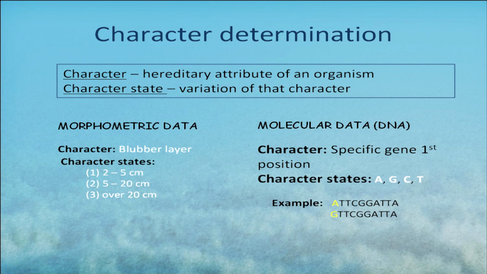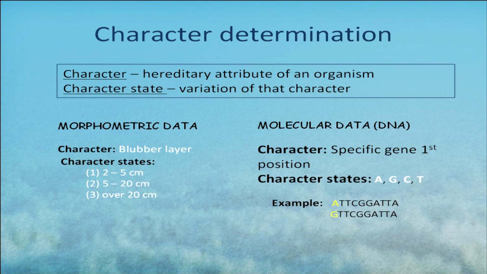All right, once you actually have your data sets, let's distinguish between a character and a character state. A character is going to be a hereditary attribute of an organism, and a character state is going to be a variation of that character. So let's use some examples to show how these terms actually differ. On the morphological side, assume that I'm looking at blubber layer, which is something we'd actually really look at for marine mammals. We would call the character the blubber layer, where the character state is going to be the thickness. So for example, I might have thin, medium, or very, very thick.